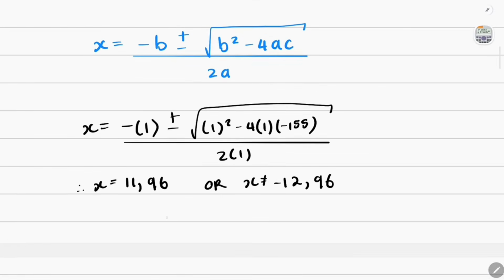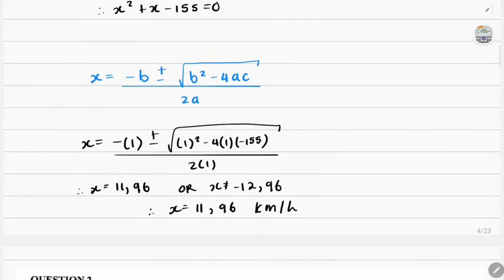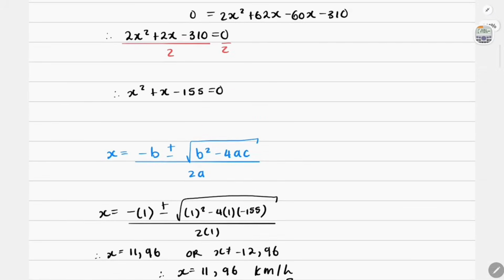So it means that x is simply equal to 11.96 kilometers per hour, since we know that x is the speed. And that's how we solve for x in this question. And that is it for question 1.